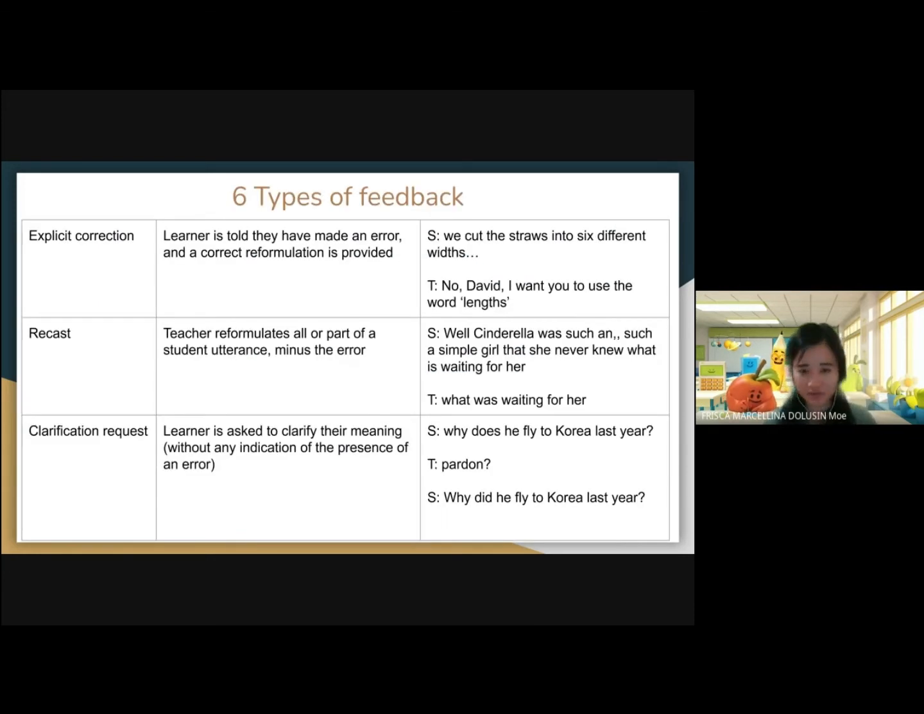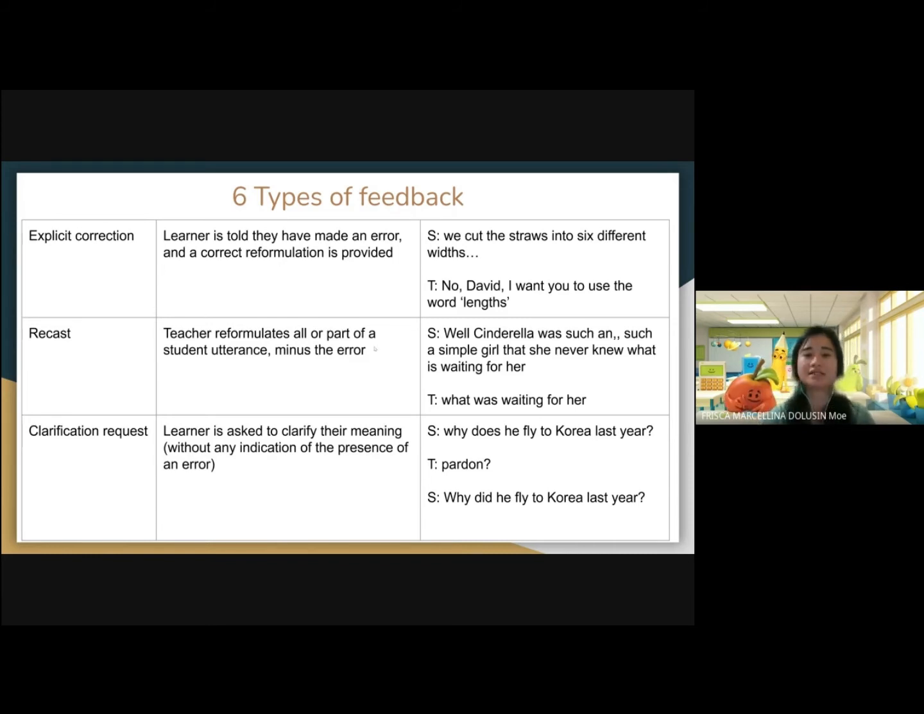So there are six types of feedback. The first one is explicit correction. Okay, let's look at the example. We cut the straws into six different widths, and then the teacher will say, "No, David, I want you to use the word length." So here, explicit correction is where the learner is told that they have made an error, and a correct reformulation is provided by the teacher. Like from the studies that were done by Mackey, where the teacher just corrected it on the spot.